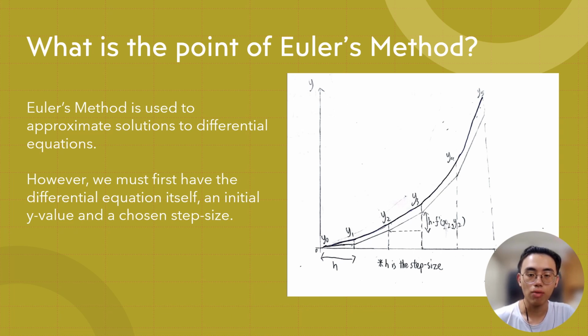The difference between a y value and the previous y value is the step size multiplied by the gradient at the previous y value. The smaller the chosen step size, the more accurate the approximation will be. As seen in the graph, the blue line represents the actual solution, and while we are unable to obtain the actual solution, we are able to approximate it using Euler's method, as seen by the line drawn in pencil.